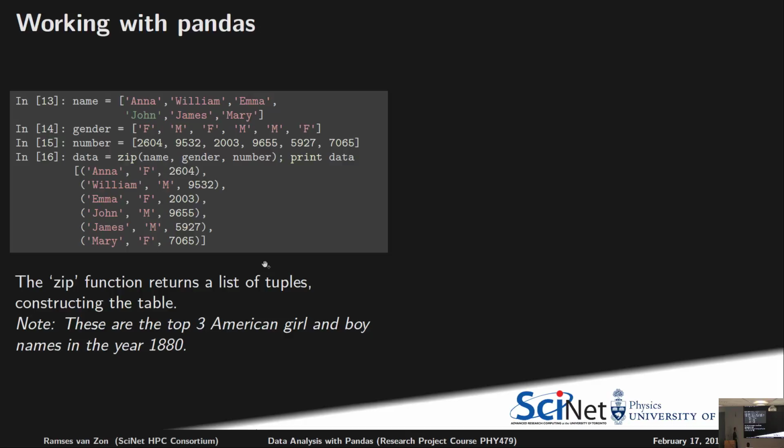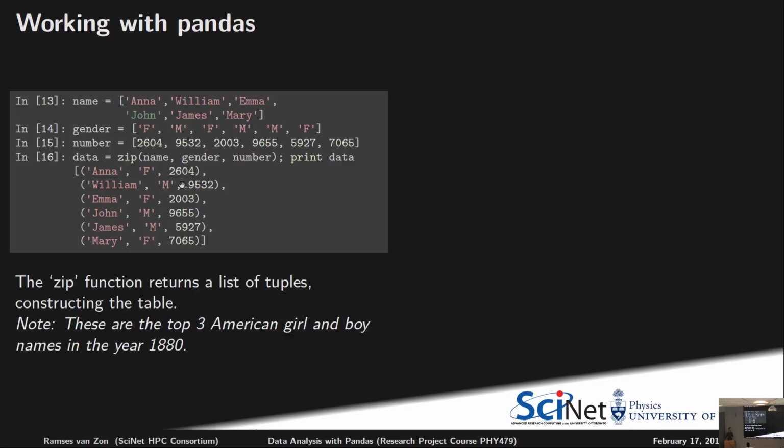So let's build a data frame. Here's that same set of data. I've put the name column in a list, the gender in a list, and the number in a list. I haven't done anything yet. And then I want to combine this data. There's several ways to do it. Here's one way, using the zip function, which essentially combines these three columns into a set of tuples. So each of them is now its own record. I don't have any labels yet, right? I'm not using any of that yet.